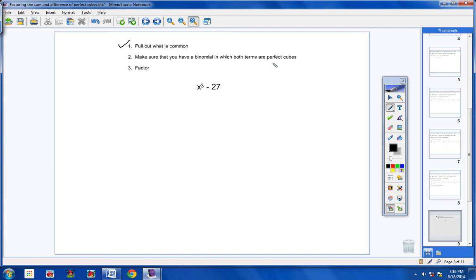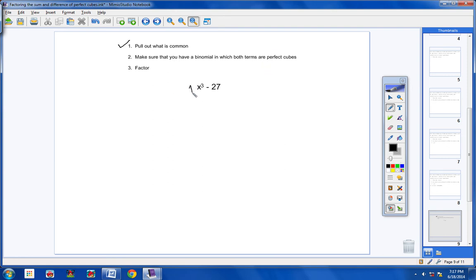in which both terms are perfect cubes. Well, perfect cubes means that you can take the cubed root of a number or a term. For example, the cubed root of 8 is 2. How do I know that? Because 2 times 2 times 2 equals 8. And so 8 is what we call a perfect cube because I can actually take the cubed root of 8. So we're going to make sure that both of my terms are perfect cubes.